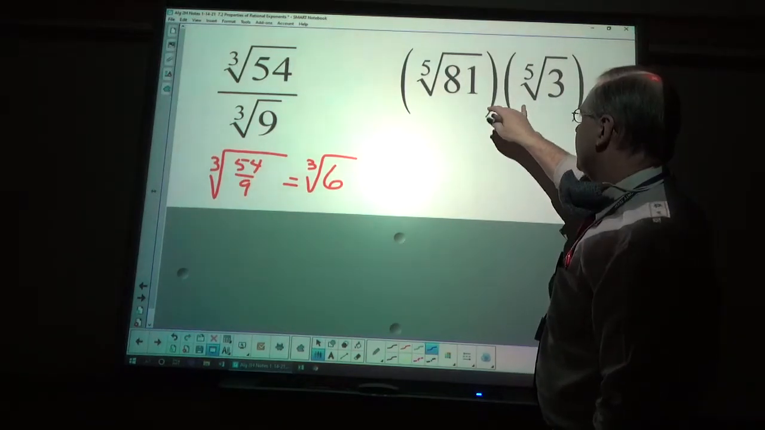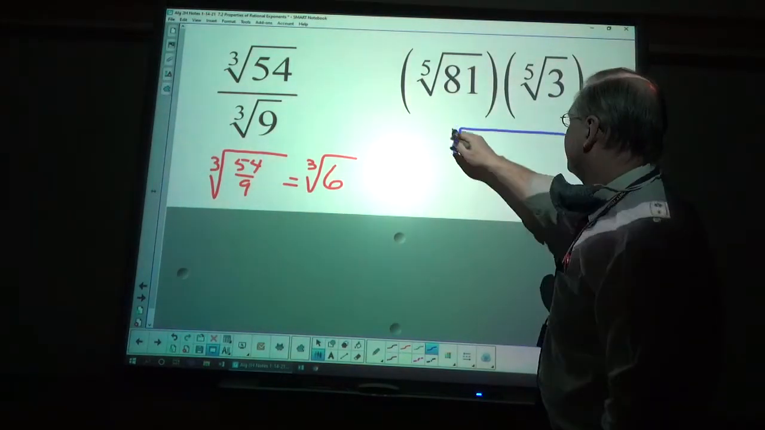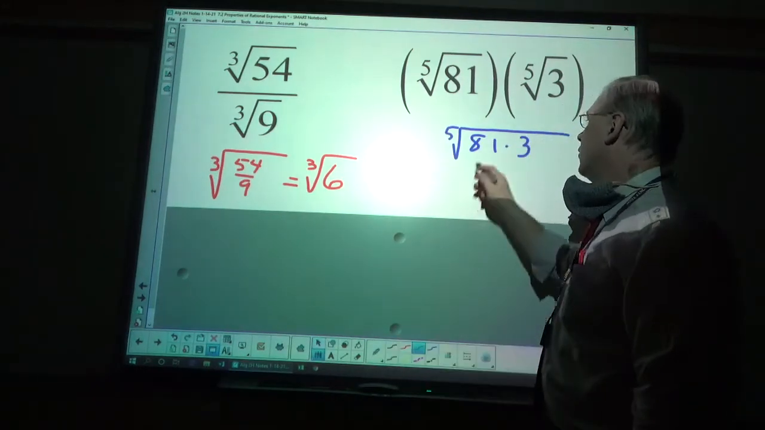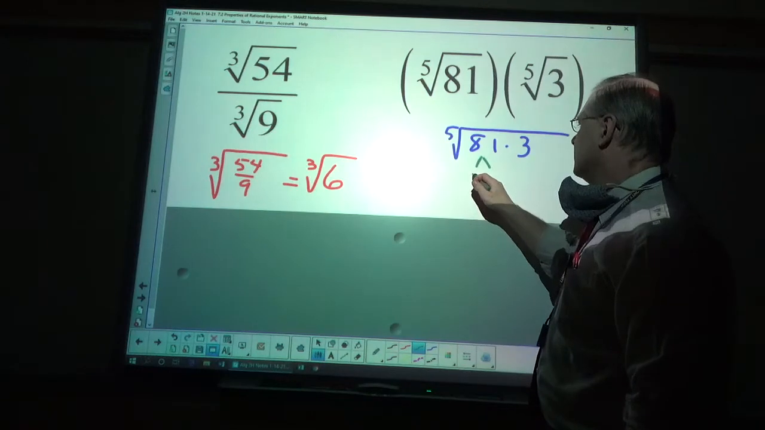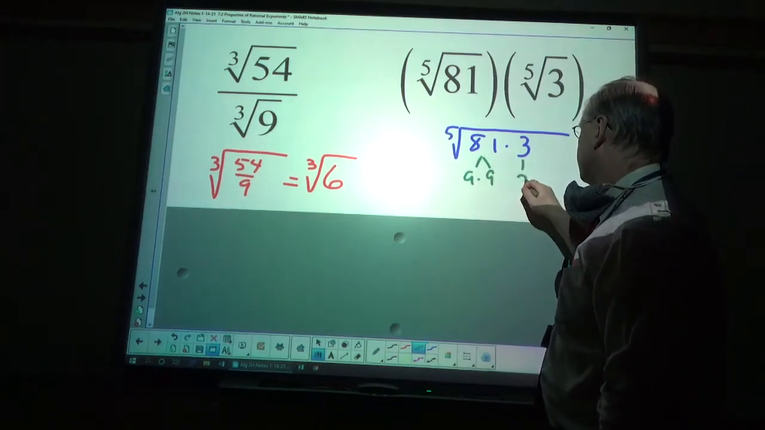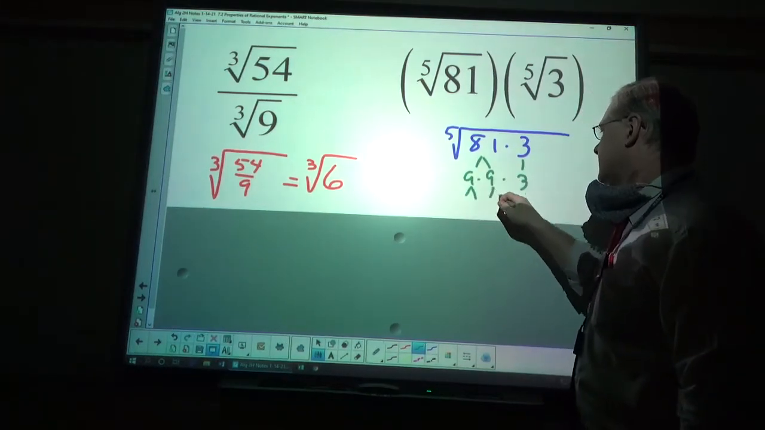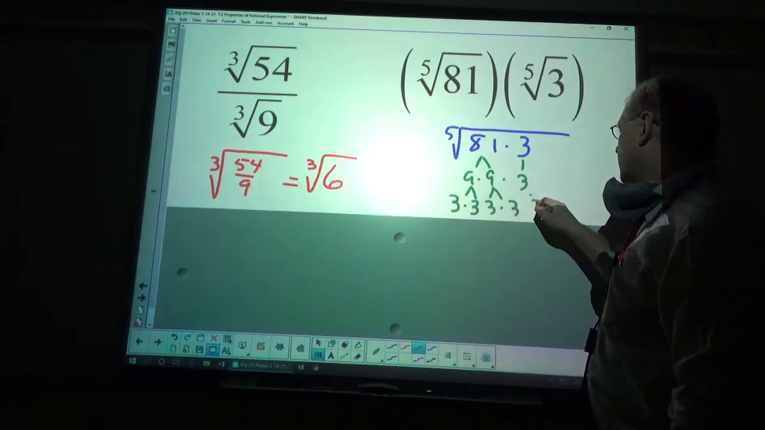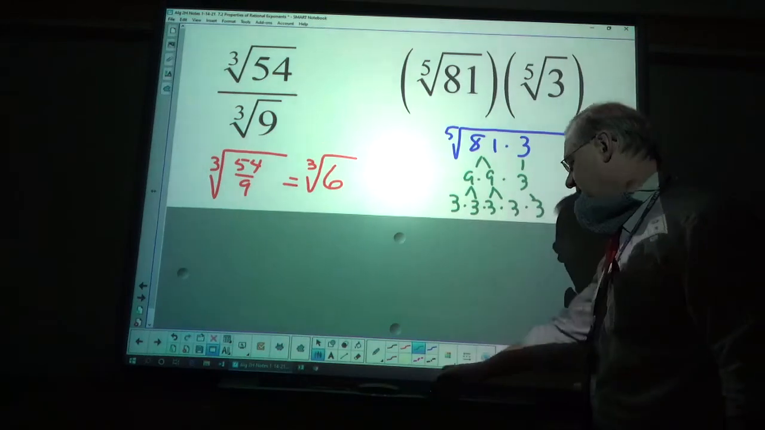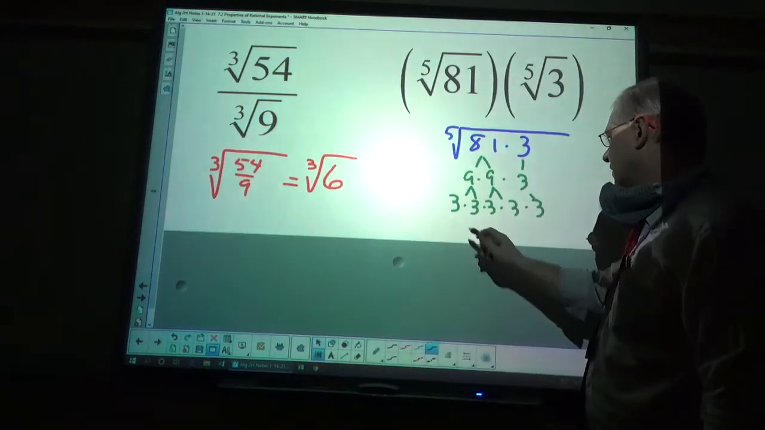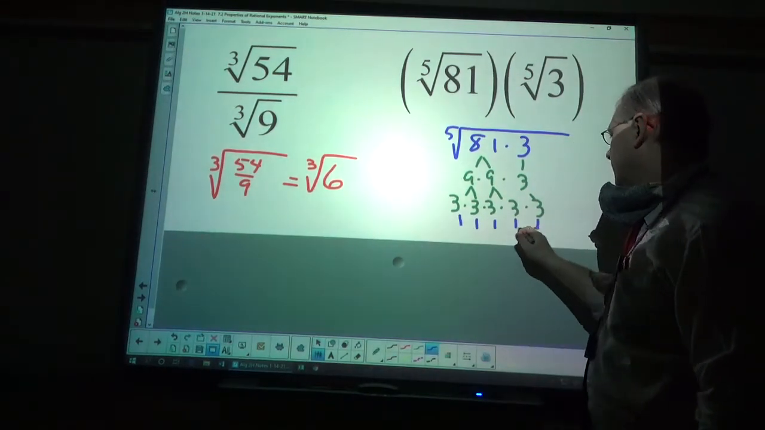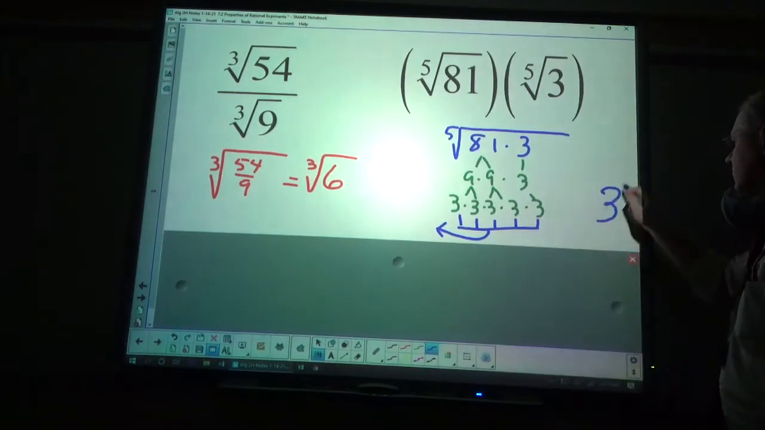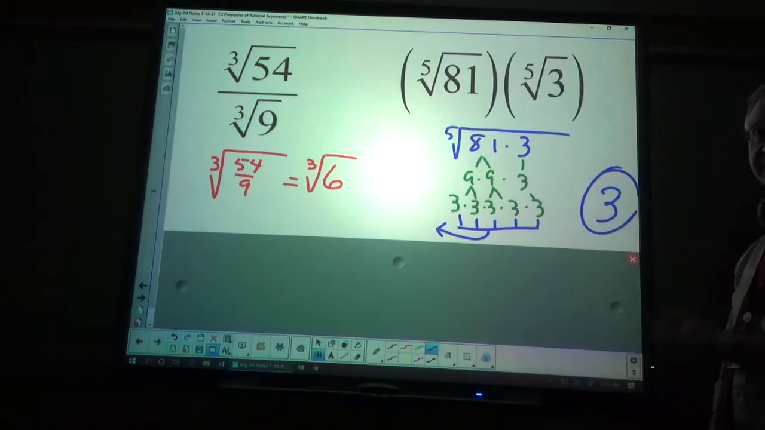Now, multiplication, I've got the fifth root of 81 times 3. We know 81 can be broken apart into 9 times 9, and 9 is equal to 3 times 3. And I need 5 to pull 1 out, because the index is 5. So my answer is just 3. There's nothing left over.